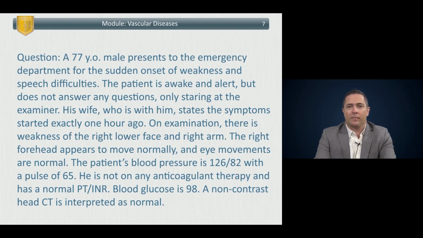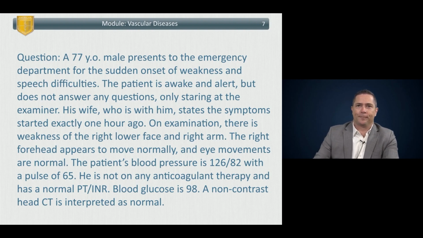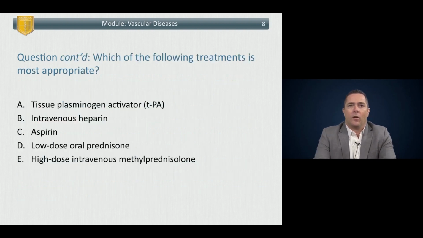The patient's blood pressure is 126/82 with a pulse of 65. He is not on any anticoagulant therapy. He has a normal PT and INR. Blood glucose testing is 98. A non-contrast head CT is interpreted as normal. Which of the following treatments would be most appropriate?